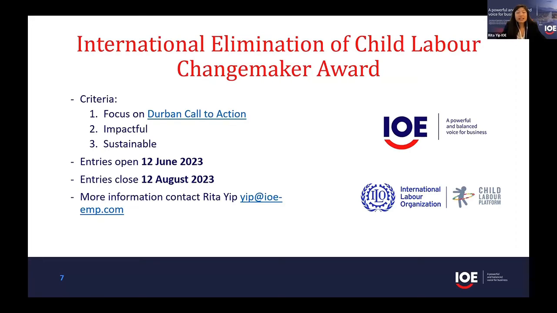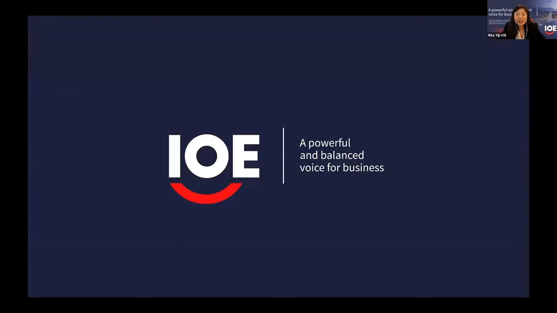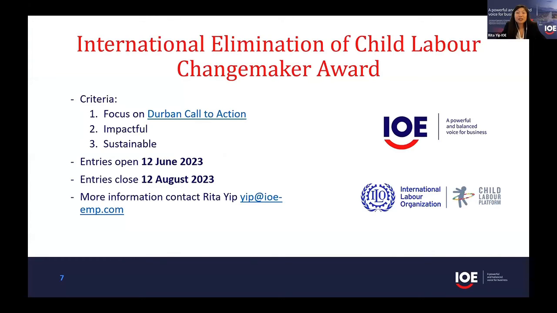The winners will be selected by a panel of judges and will have an opportunity to present their initiatives at the ILO Child Labour Platform Annual Meeting in November. More information is available on our website, and my contact details are on the slide there. I strongly encourage companies and employers organizations active in the child labor agenda to apply before the deadline, the 12th of August this year. So thank you very much for your attention.